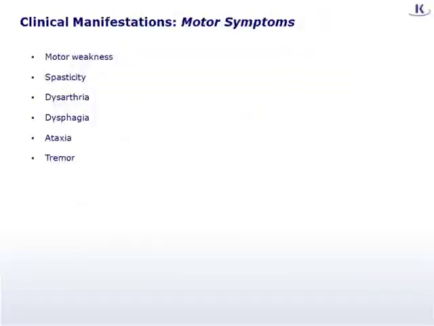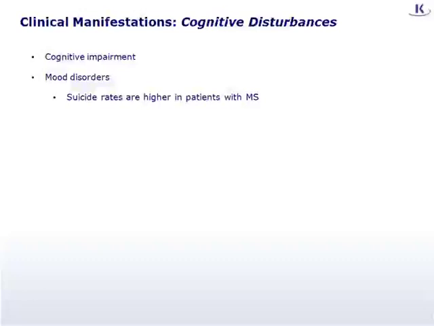Motor weakness frequently results in significant disability. Other motor symptoms include spasticity due to involvement of upper motor neurons, dysarthria, which is difficulty in speech articulation, and dysphagia, which is difficulty in swallowing. Ataxia and tremor are present due to cerebellar involvement. Cognitive impairment can occur due to neuronal degeneration. Mood disorders such as depression are also very common. Suicide rates are higher in patients with MS as compared to the general population. There is also increased intensity of all symptoms on exposure to elevated temperatures.